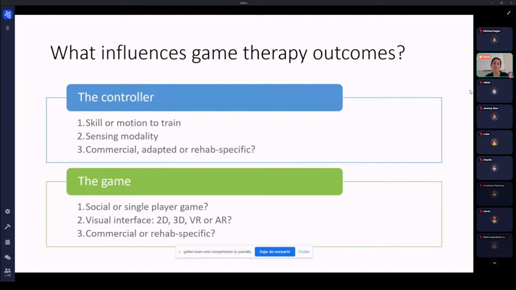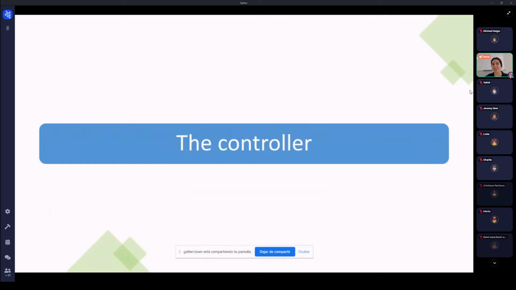And regarding the game, I just wanted to go over some of the aspects that have been discussed in the literature. So first, social games versus single-player games, the influence of the visual interfaces, and then also some of the difference between commercially available games that are currently being used in clinics versus rehab-specific games. So let's start with the controller.